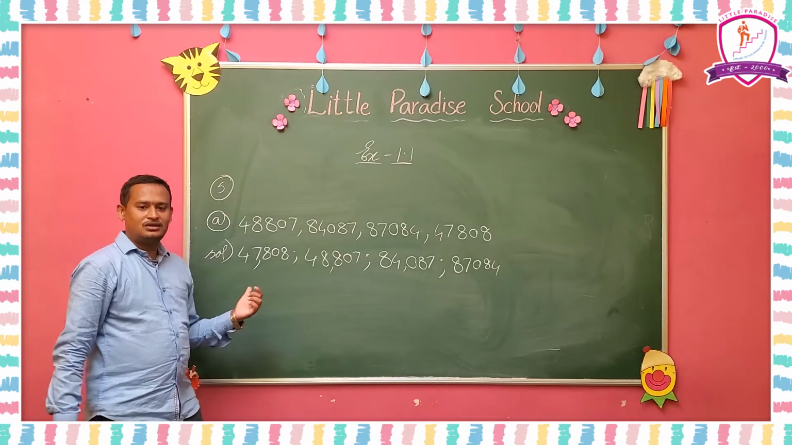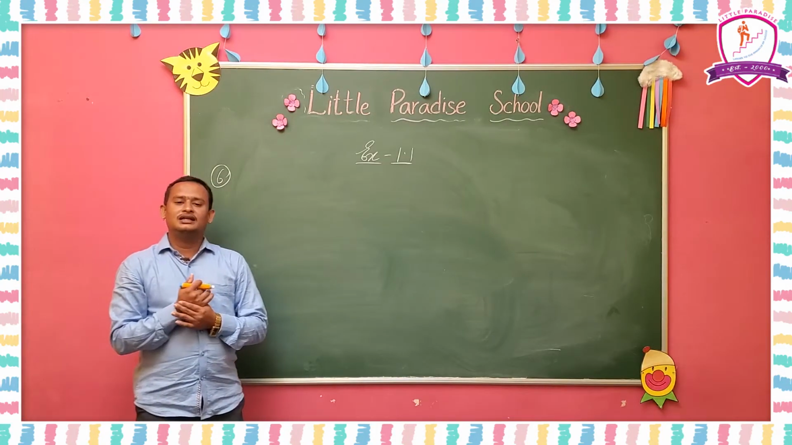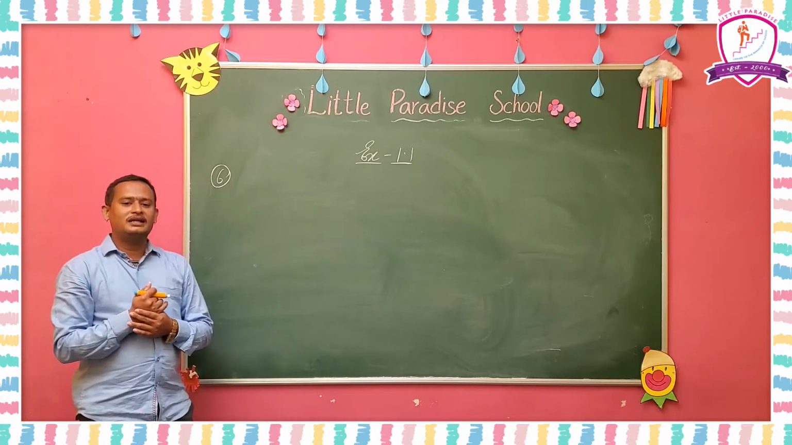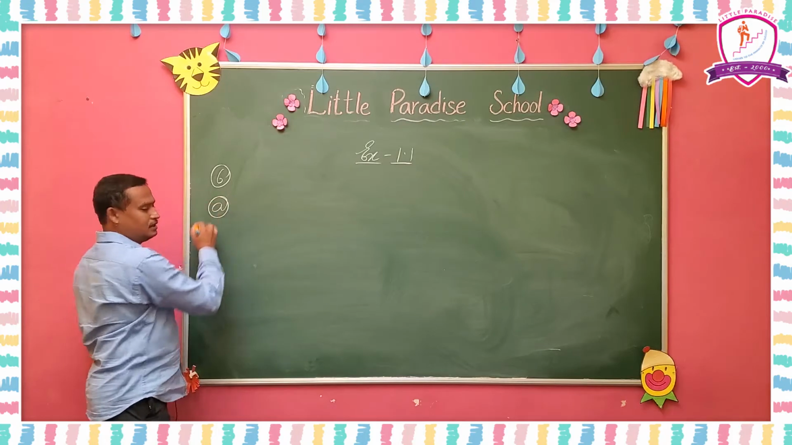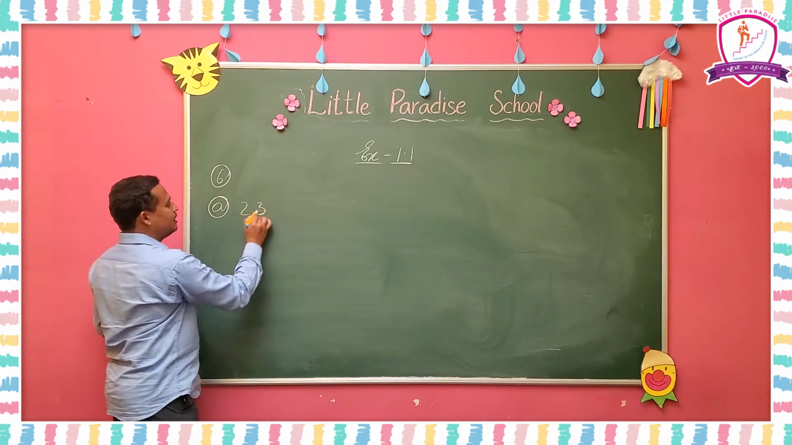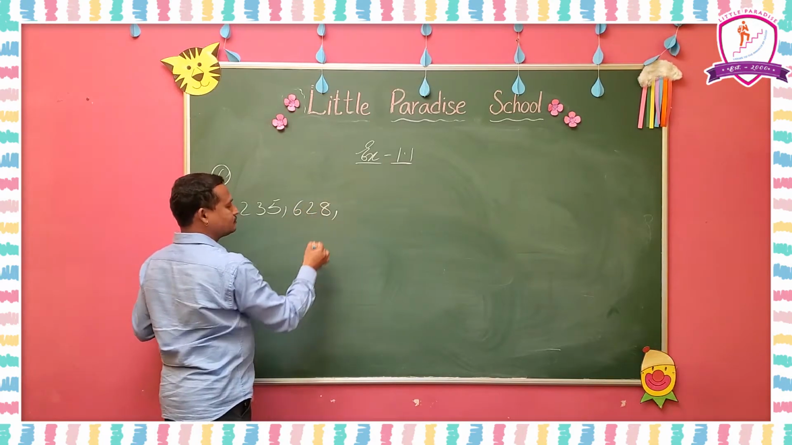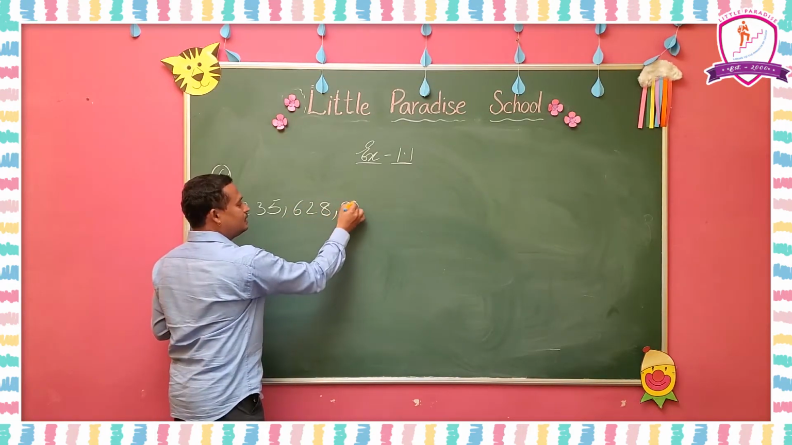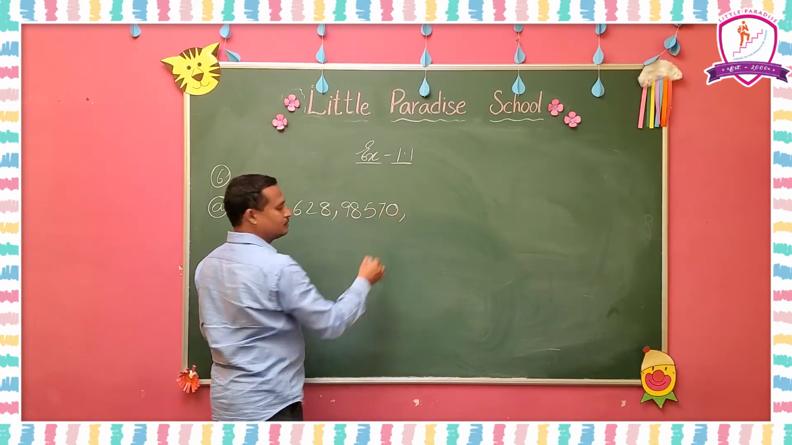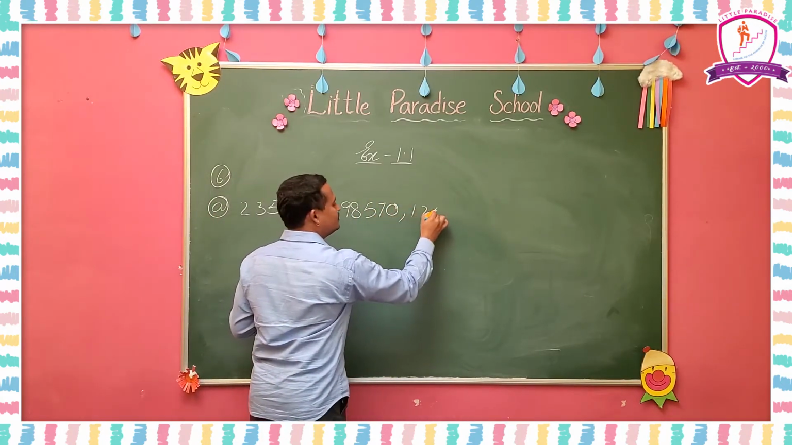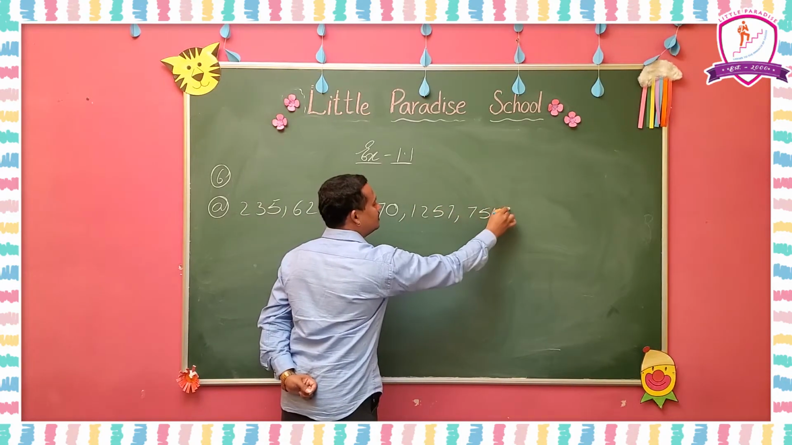Next, in the sixth Roman, descending order is given. Arrange the following numbers into descending order. Descending order means big to small. So I am going to explain the sum here also. 235 is given, the first number, next 628, next 98,570, next 1,257, next 7,541.